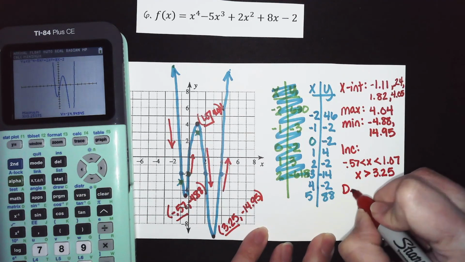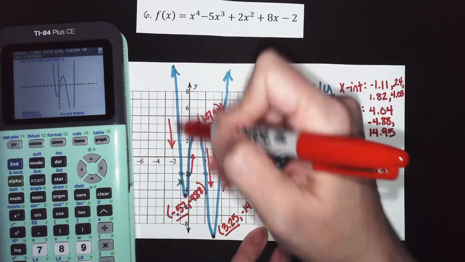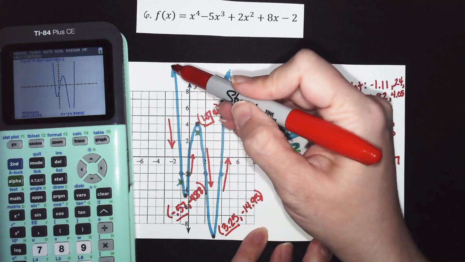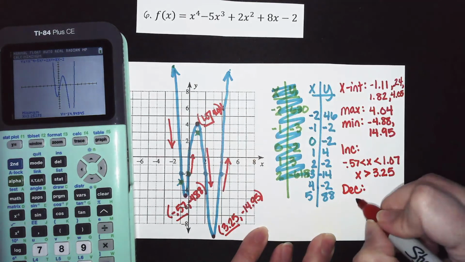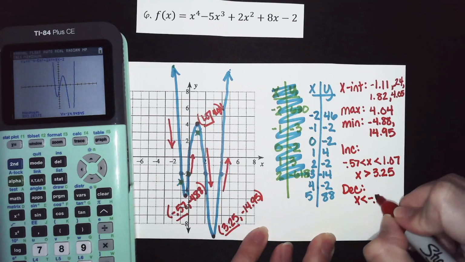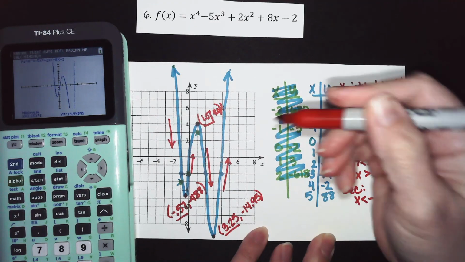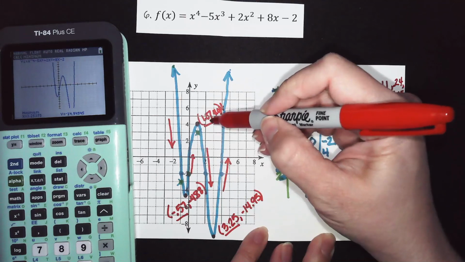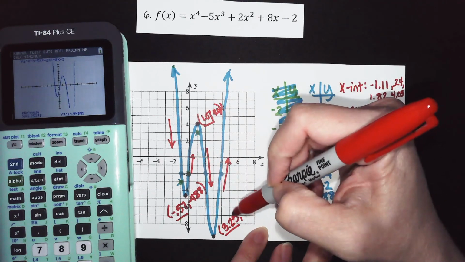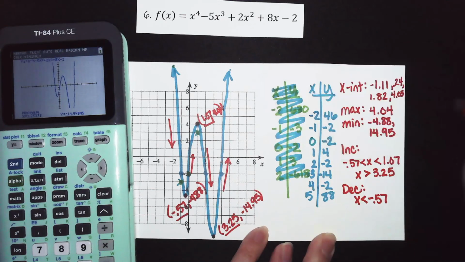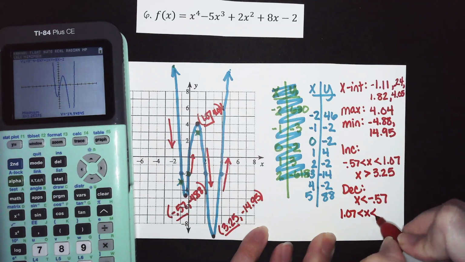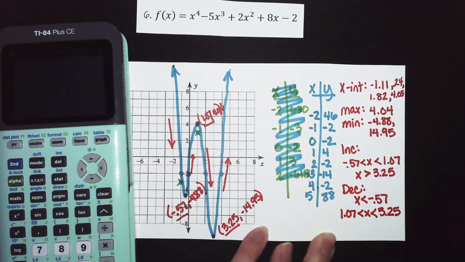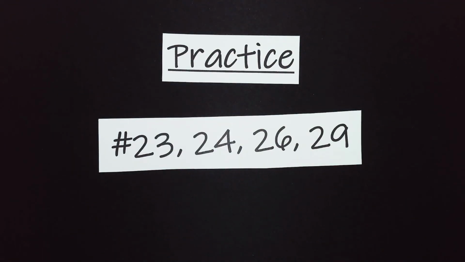And then for decreasing, it's everywhere I have down arrows. So let's start on the left side. It's coming from infinity down to when x is negative 0.57. So x is less than negative 0.57. Then this down arrow comes between when x is 1.07 and 3.25 because it went down right here. So if I work from left to right, it's 1.07 is less than x, which is less than 3.25. Now you can go to your practice and do 23, 24, 26, and 29.